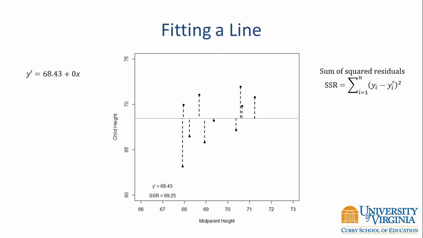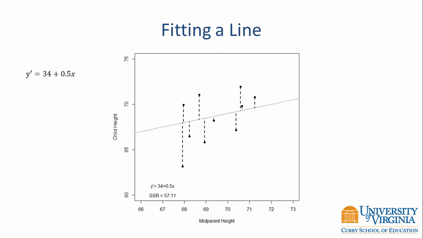If we compute the sum of squared residuals for our horizontal line, we get 69.25. Visual inspection of the plot suggests that we can find a better fitting line. Let's try different values for the slope and intercept. We will arbitrarily pick a few values for now. This plot shows a line with an intercept of 34 and a slope of 0.5. It appears to fit the data better than the horizontal line we tried previously. The sum of squared residuals is 57.11, which is lower than the sum of squared residuals for the horizontal line.